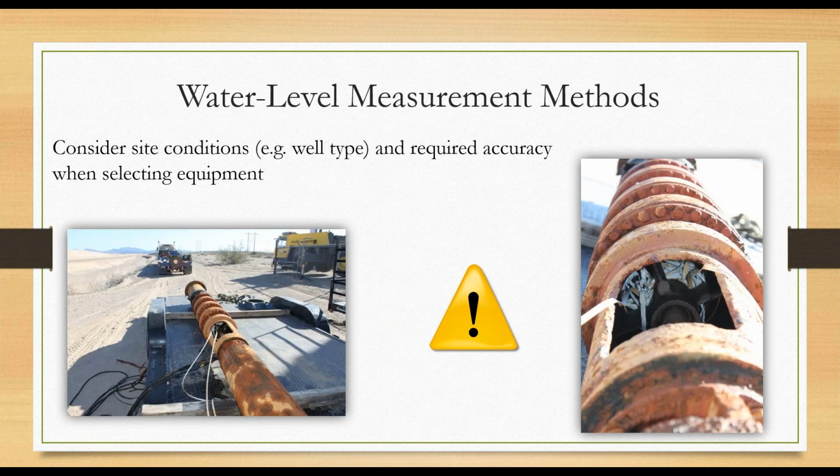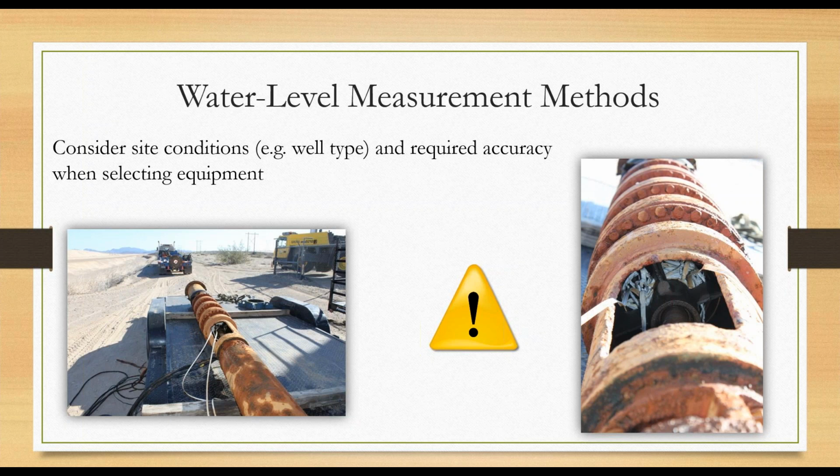When you're selecting the instrumentation or method you're going to use to collect your data, there's a bunch of things that you want to consider. One of the big things is your site condition. You want to make sure that things like your well type and access to the site are considered so that you don't lose equipment, damage equipment, or injure anyone in the process of collecting that data. And you also want to consider the required accuracy for your study objectives.